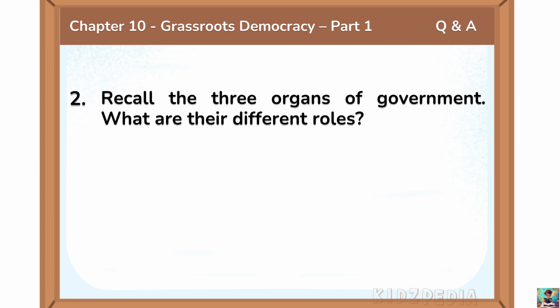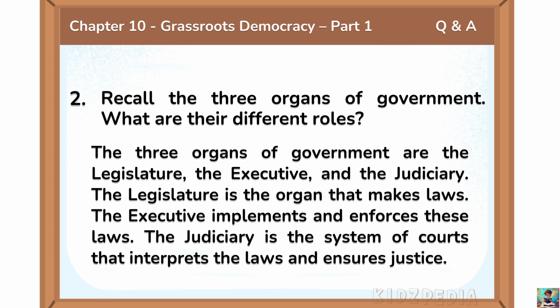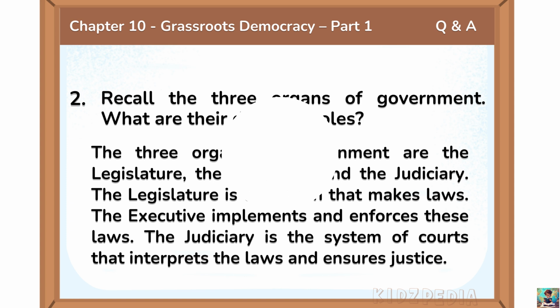Second question, recall the three organs of government. What are their different roles? The three organs of government are the legislature, the executive, and the judiciary. The legislature is the organ that makes laws. The executive implements and enforces these laws. The judiciary is the system of courts that interprets the laws and ensures justice.